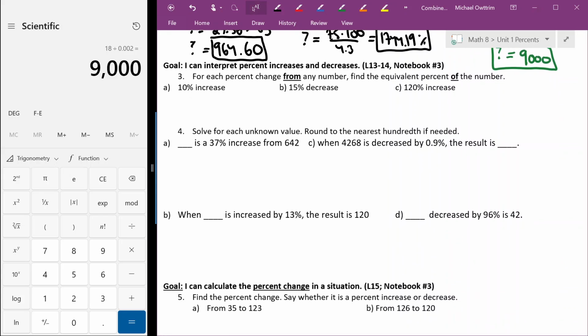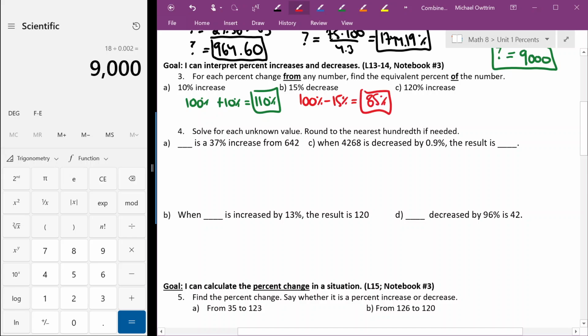Next thing we looked at in the second half of the unit was starting to interpret our percent increases and decreases. And we know that an increase is just going to add to 100%. So I'll have 100% plus our 10% equals 110%. Whereas a decrease will just subtract from 100%. So 15% decrease will be 100%, take away your 15%, will leave you with 85% left. Okay, if we have a 120% increase, we'll take our 100%, we'll increase or add by 120%, we'll get 220%.